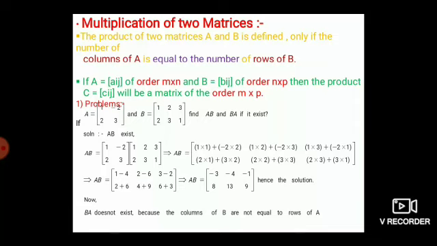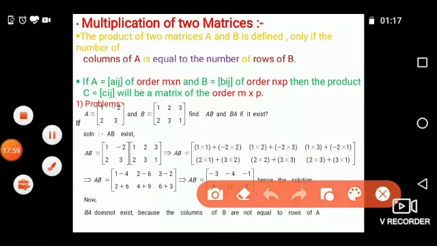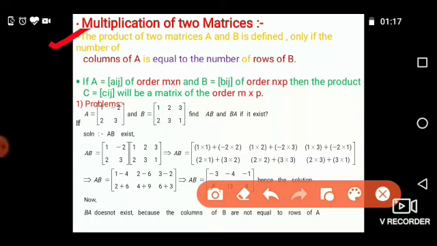One more operation which is important from the exam point of view. Students, let me start with multiplication of two matrices. Multiplication of a matrix by a scalar is different and multiplication of two matrices is different. To multiply two matrices, we should have matrix A and B. The product of two matrices A and B is defined only if the number of columns of A is equal to the number of rows of matrix B.